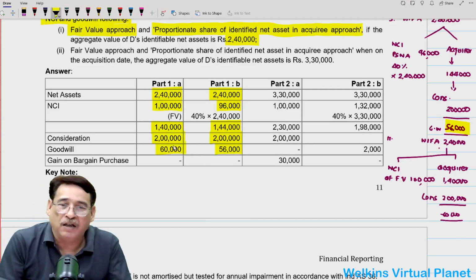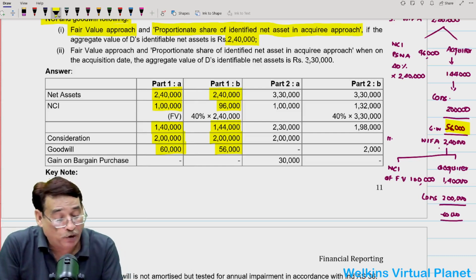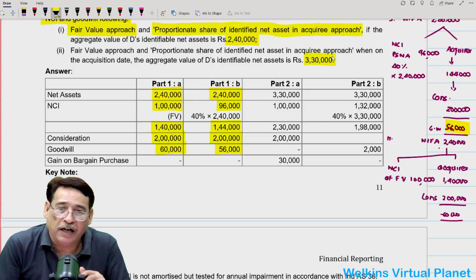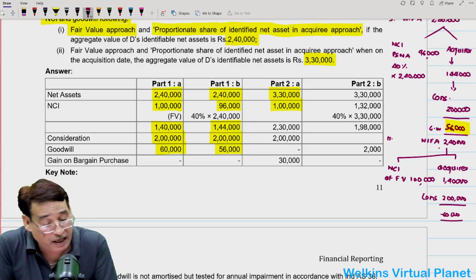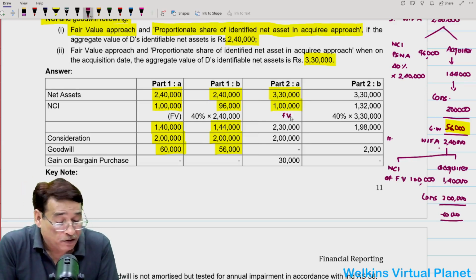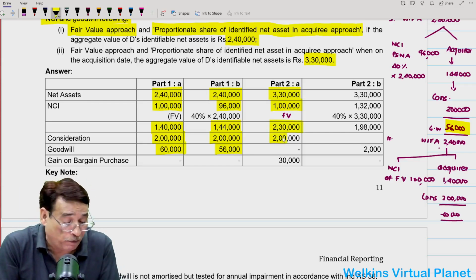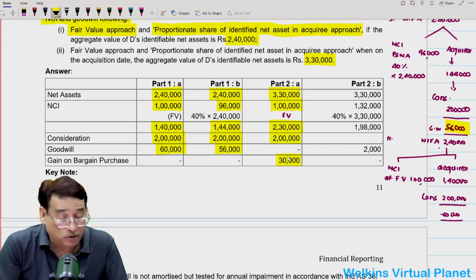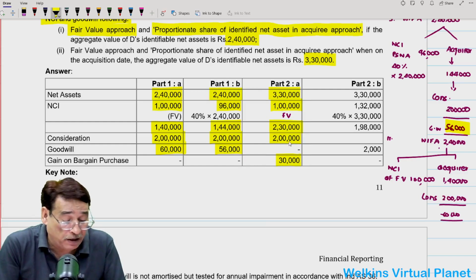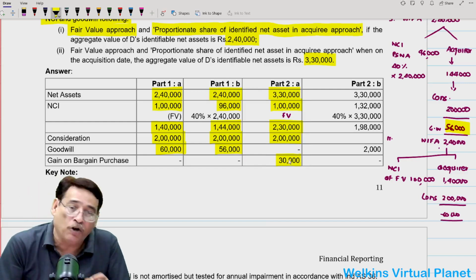Similarly, in case C, there is no difference. The only difference is that now you presume net assets as equal to 3,30,000. Suppose you presume net assets is equal to 3,30,000, your NCI at fair value will remain the same, presuming we are computing NCI at fair value. So NCI at fair value will remain the same, 1 lakh. So now we will get 2,30,000 as the acquired share of net assets. We will compare it with the amount of consideration, 2 lakh. Because the amount of consideration is less in comparison to the net assets, we shall get a gain on bargain purchase. Yes, gain on bargain purchase.